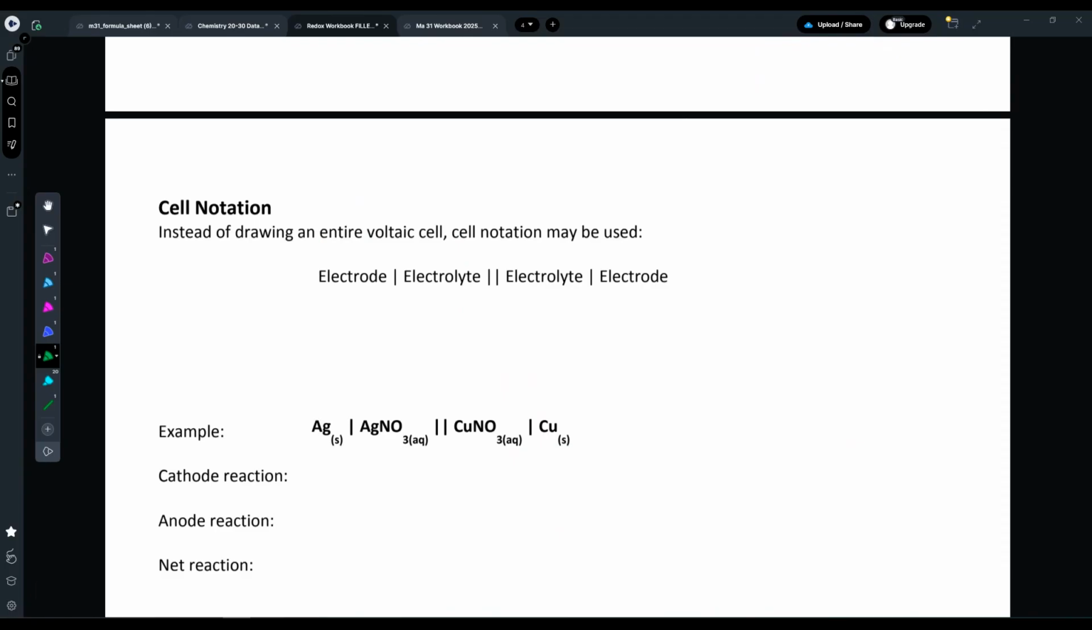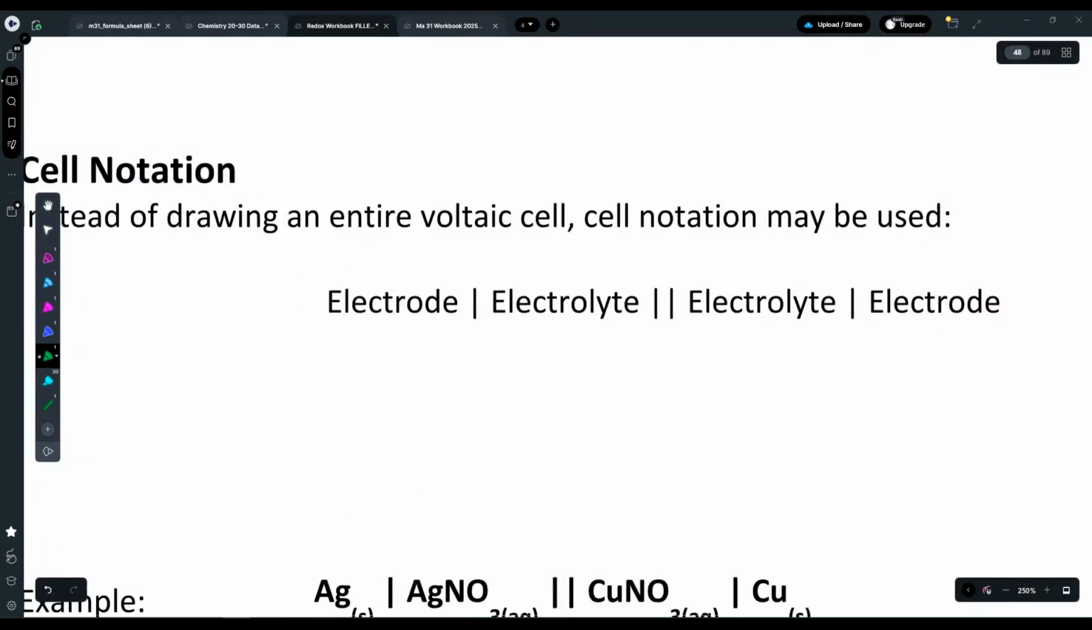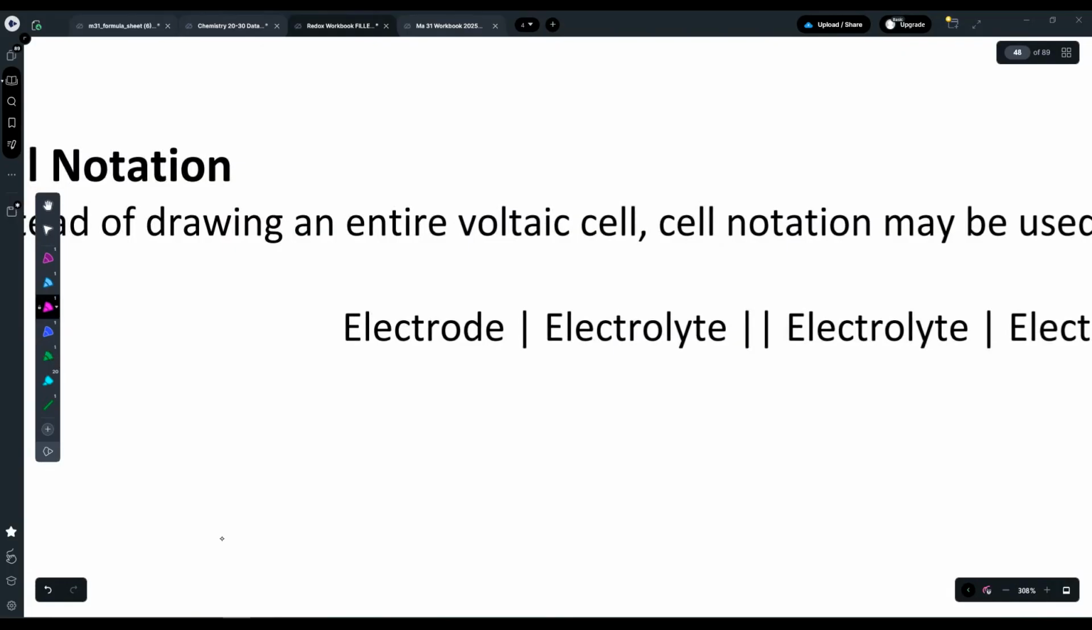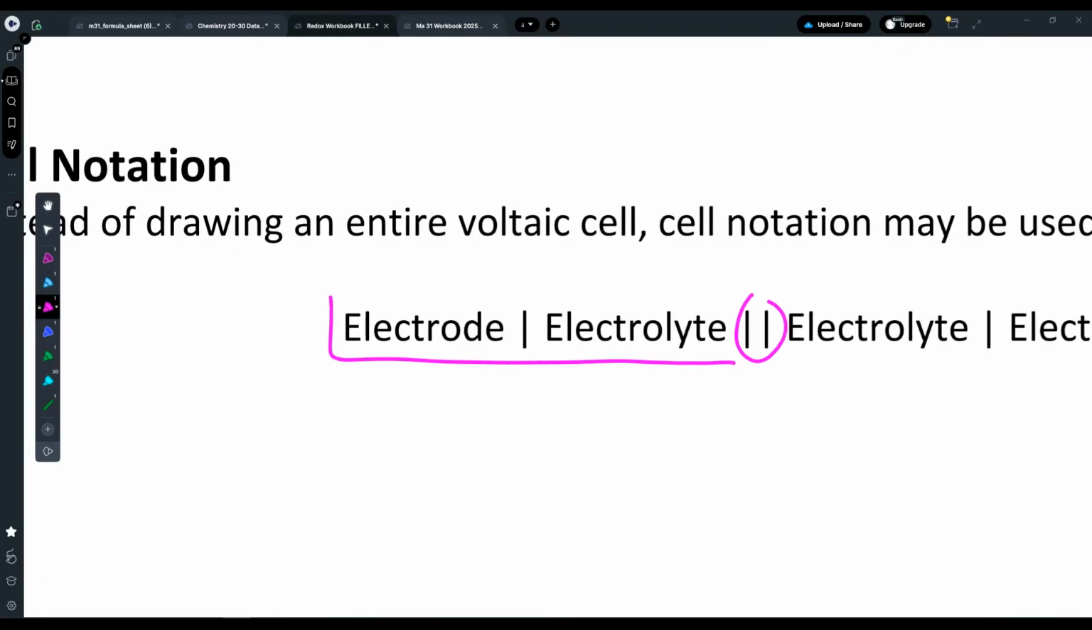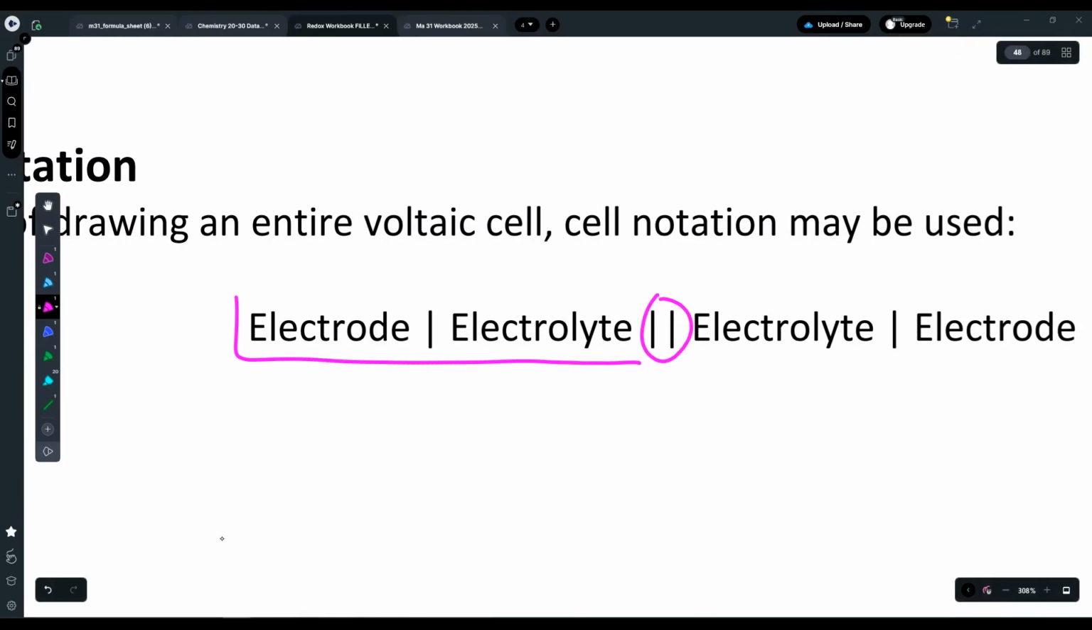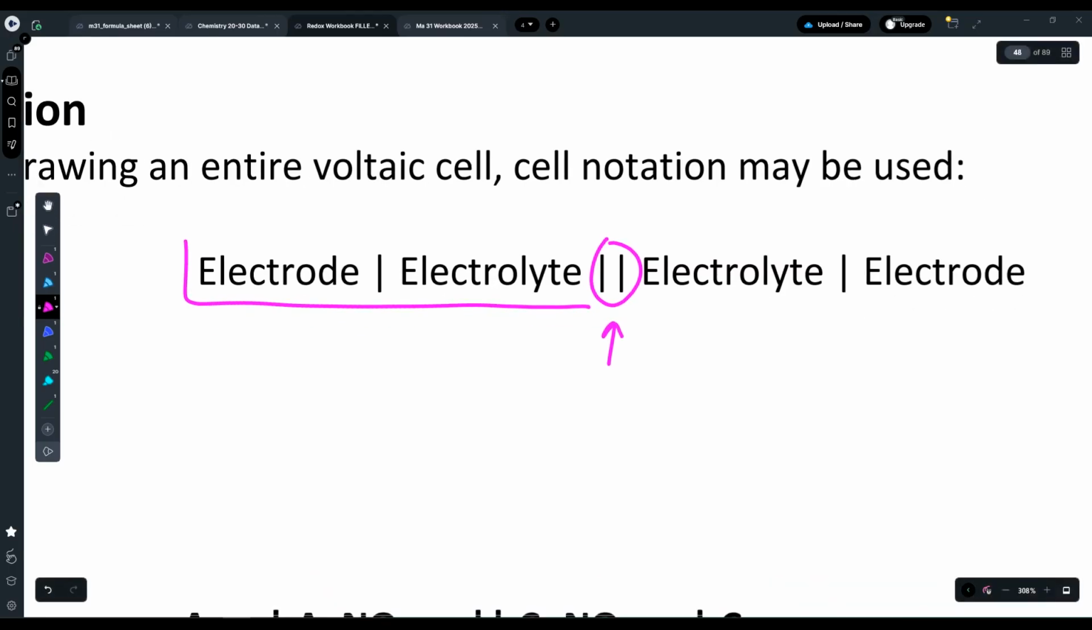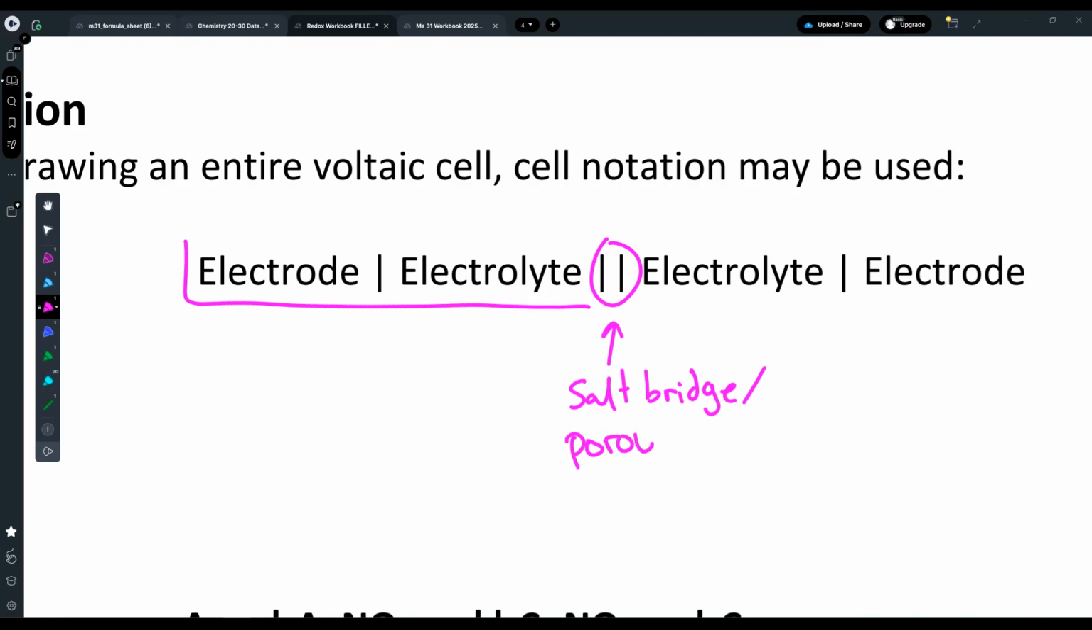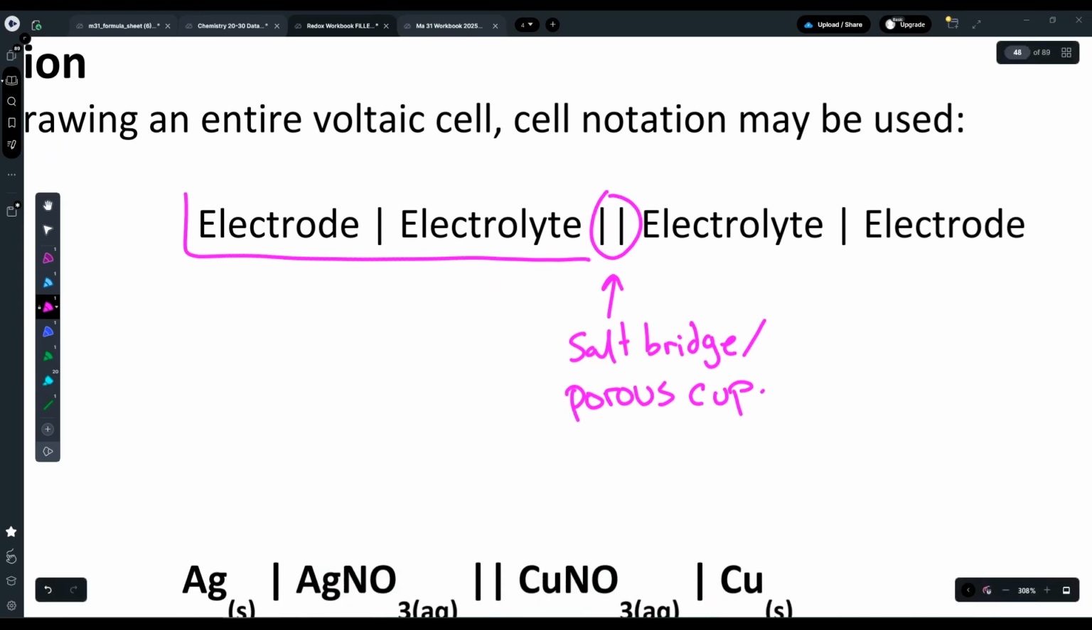Sometimes those are a bit of a hassle to draw out. So instead of drawing an entire voltaic cell, cell notation can be used. Over on the left-hand side, to the left of these double lines, the double lines just mean that this is the salt bridge or porous cup. As a reminder, the salt bridge or porous cup is necessary for voltaic cells because it lets the ions move between the half cells.